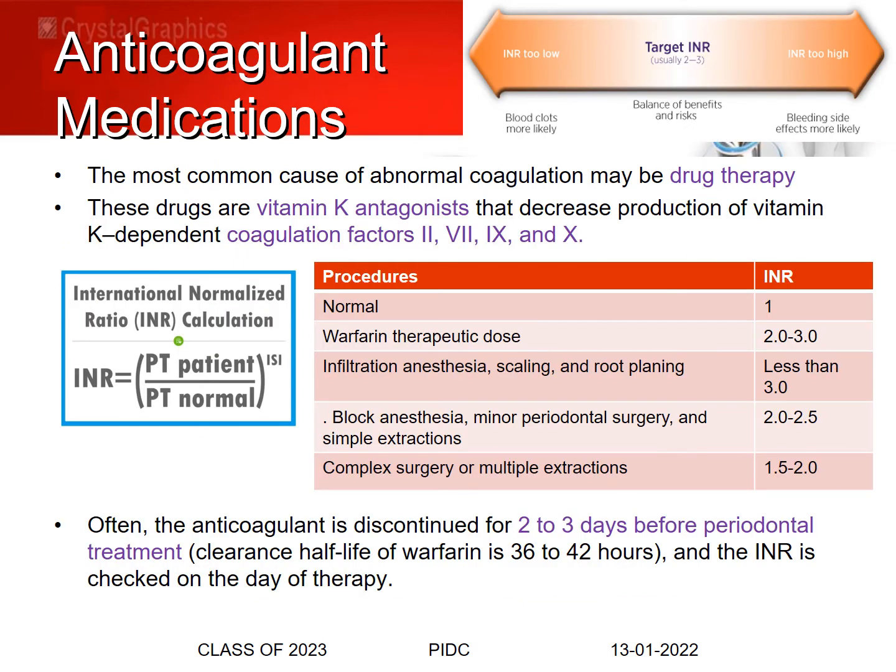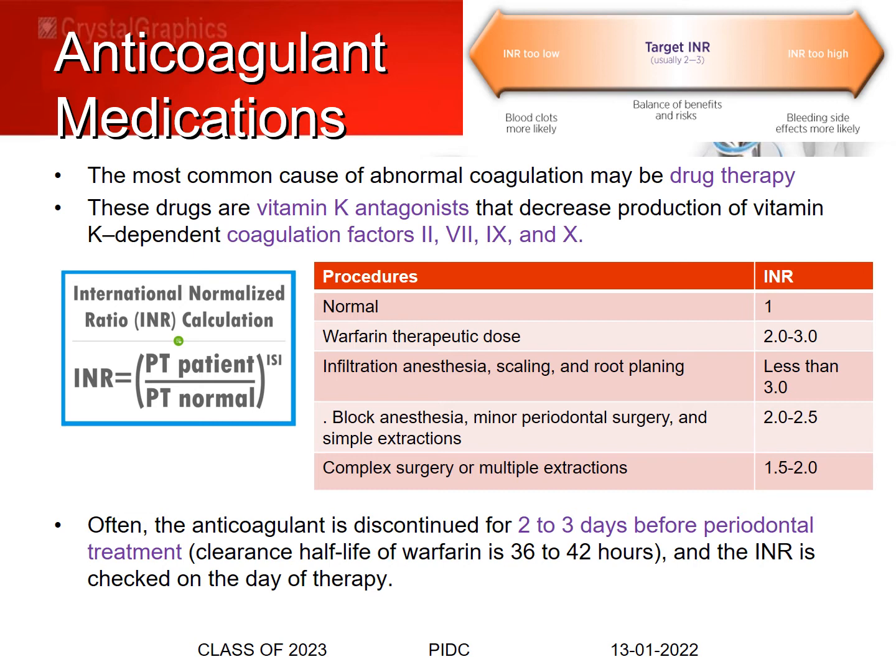Anticoagulant medications, if the patient is taking them. In such individuals, we have to be careful. We have to ask what anticoagulants they are taking. The most common cause of abnormal coagulation could be drug therapy. These drugs are the vitamin K antagonists that decrease the production of vitamin K dependent coagulation factors, that is 2, 7, 9 and 10.